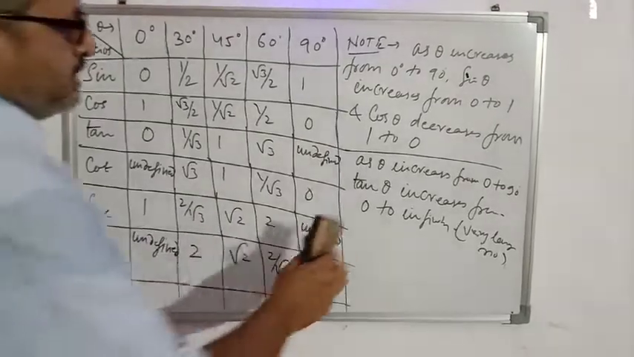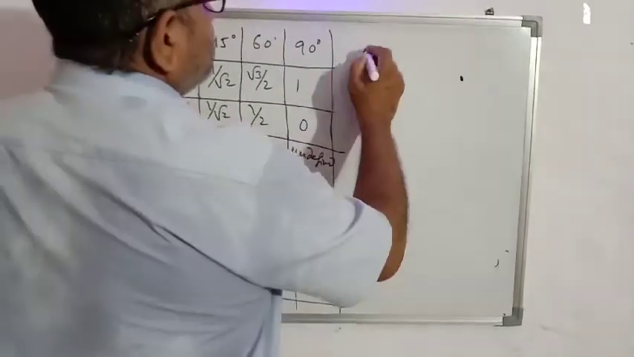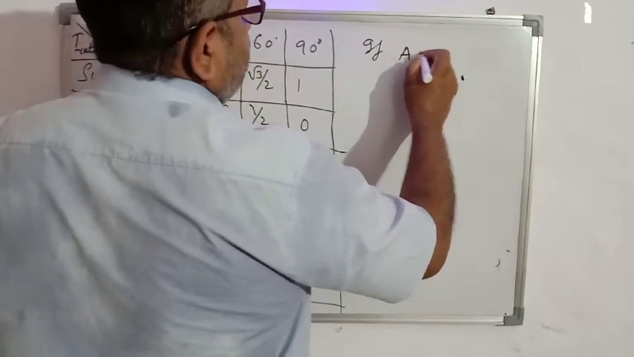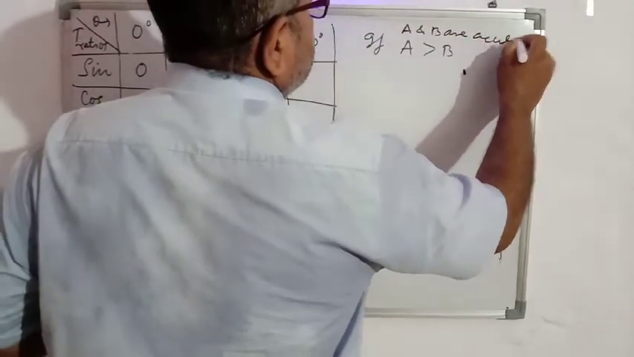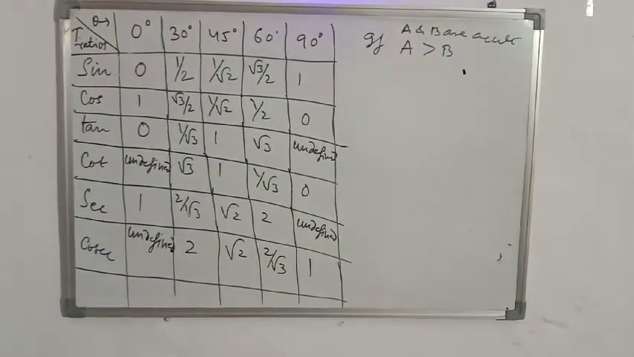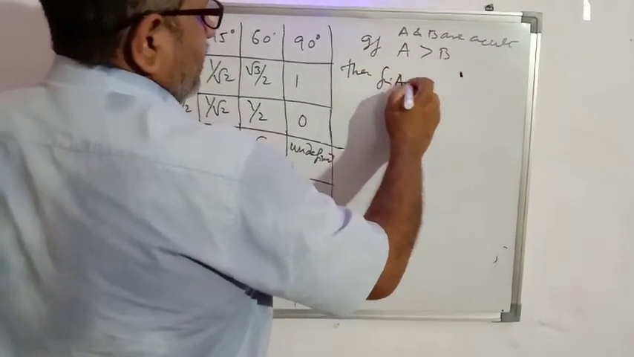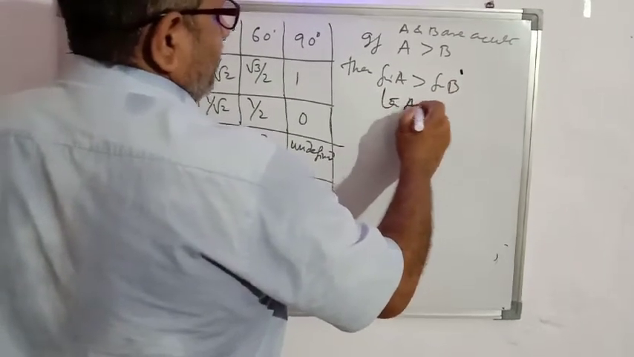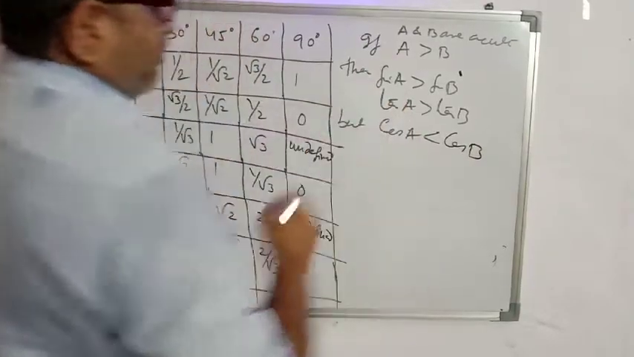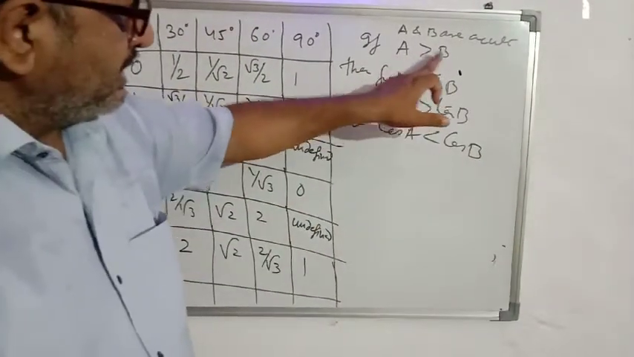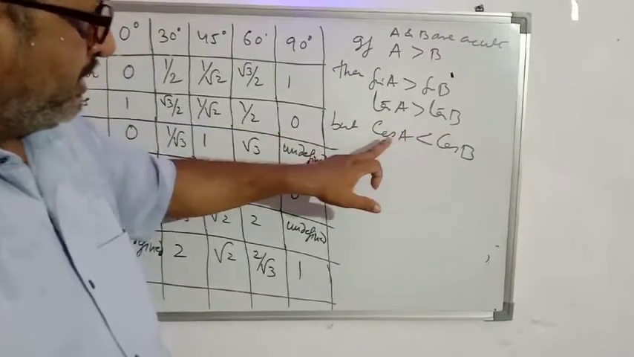Now we can write here: if A greater than B, and A and B are acute angles, both acute angles, then sin A is greater than sin B, tan A is greater than tan B, but cos A will be less than cos B. So if angle A is greater than angle B, then sin A will be greater than sin B, tan A greater than tan B, but cos A less than cos B.